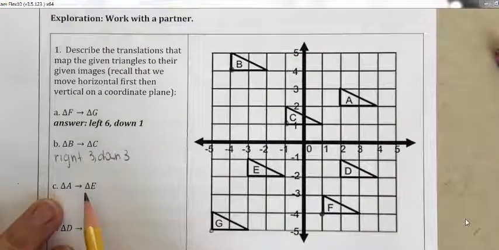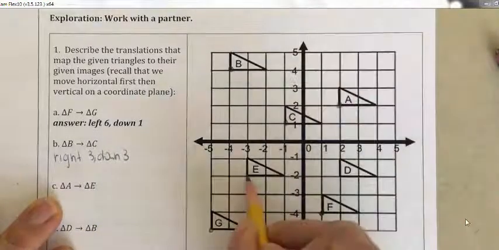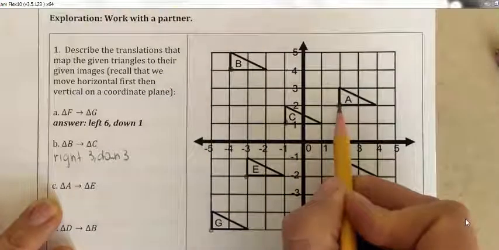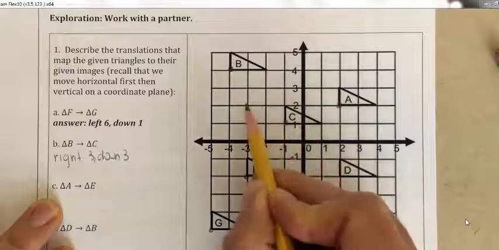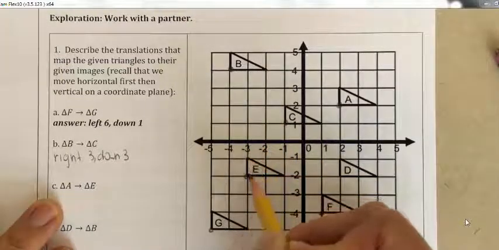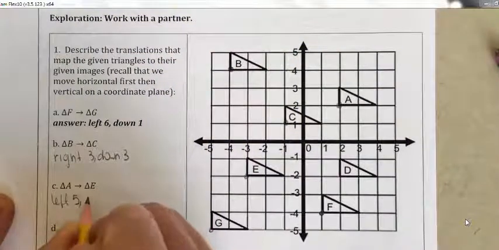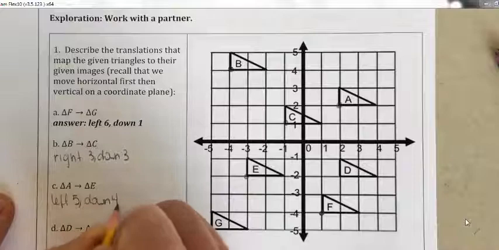Okay, triangle A to triangle E. Triangle A is up here, triangle E is over here. So horizontal movement first. I go left 1, 2, 3, 4, 5, and then I go down 1, 2, 3, 4. So left 5, down 4.